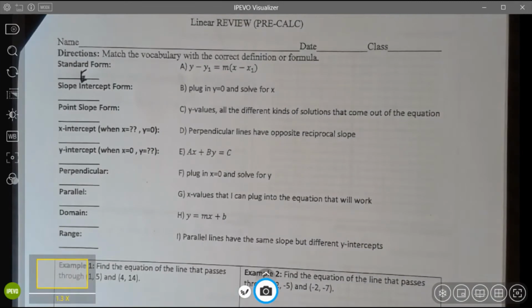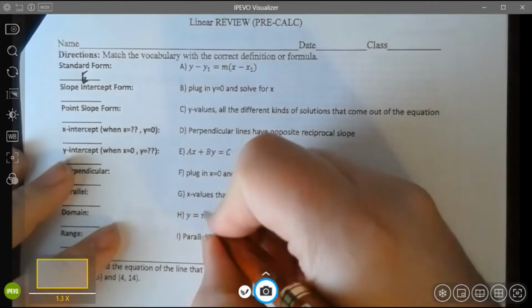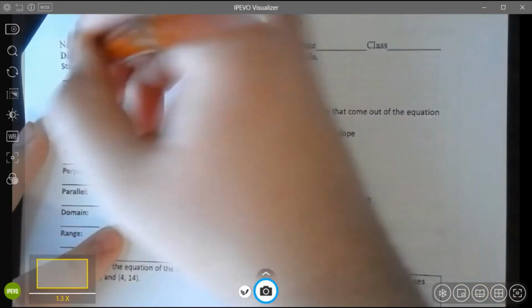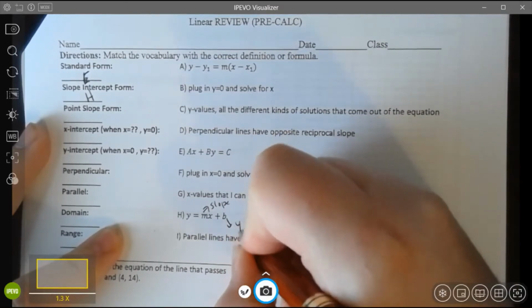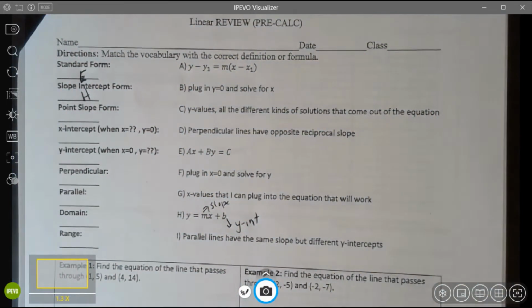The slope-intercept form, that's y equals mx plus b. So you have the slope is m. This is going to be H. The slope is m, and the y-intercept is b. So this is what they mean when they say slope-intercept form.